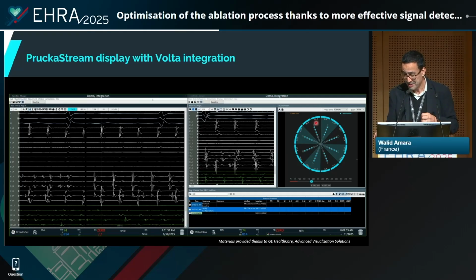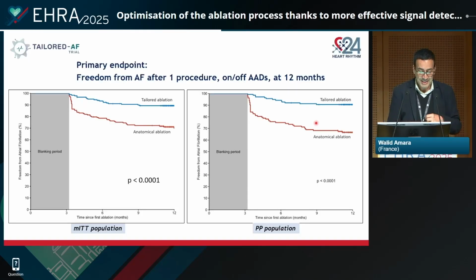And what was interesting there is that in this study they showed in their primary endpoint a nice and significant reduction regarding freedom from AF after one procedure, and the majority of the patients had 1.2 procedures only. And of course, the duration of the procedure was longer, and the majority of the recurrences were due to maybe lines that are not complete. And I think that is something that will be very, very interesting in our practice.